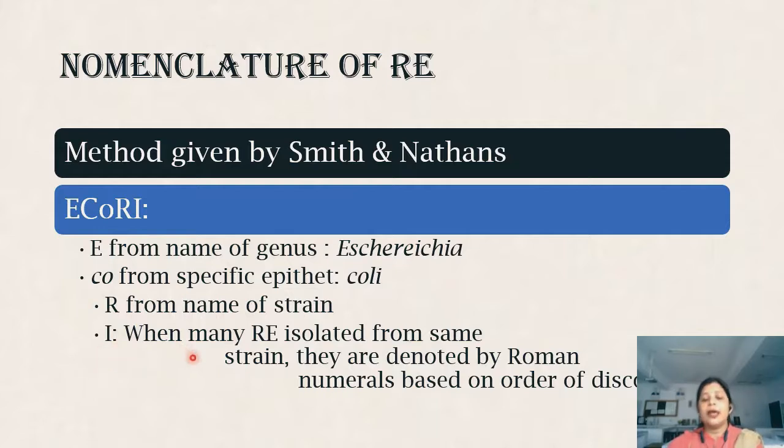When many restriction enzymes are isolated from the same strain, they are denoted by Roman numerals on the basis of order of discovery. Remember, not isolation, discovery. So EcoR1 is the first restriction enzyme that has been discovered from E. coli bacteria.